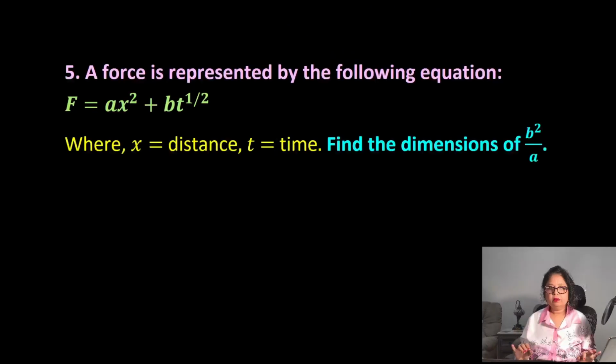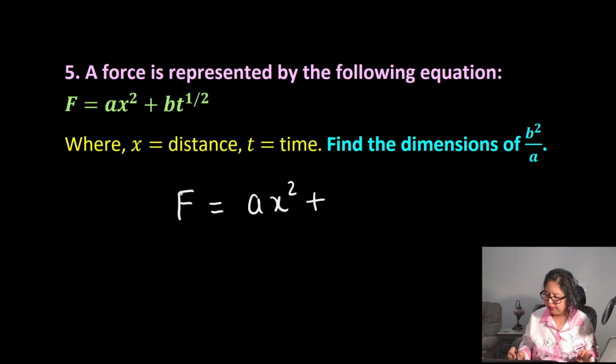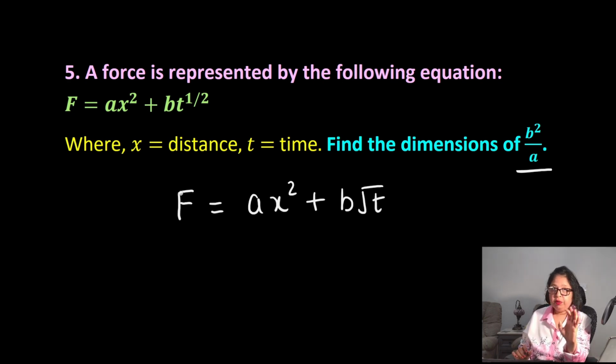Okay. Moving on. Problem number 5. A force is represented by the following equation. F equals A times x squared plus b times square root of t, where x is distance, t is time. Find out dimensions of b squared over a. Okay. Now, we know that from the principle of homogeneity, each of the terms in an equation must have the same dimensions.